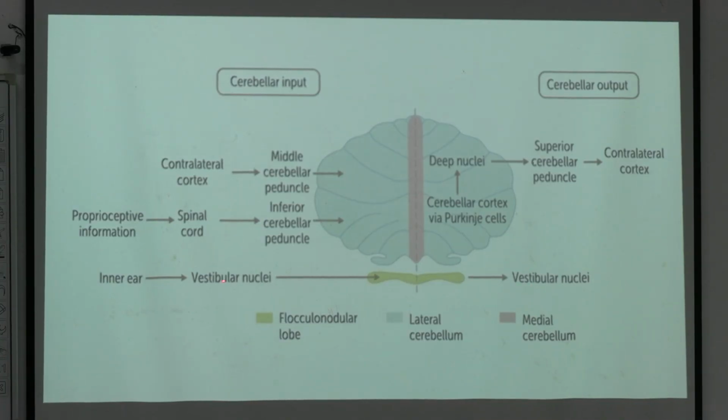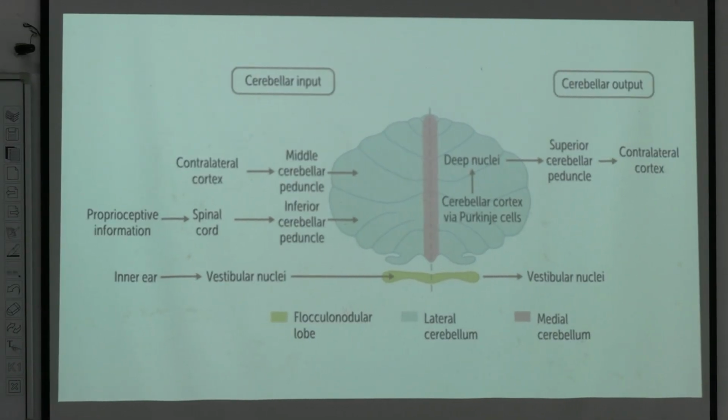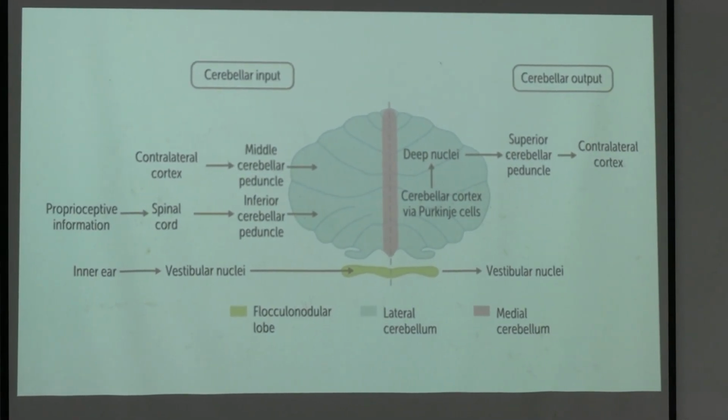Okay, so vestibular nuclei, both input and output. This is the same vestibular nuclei, right? It comes and comes back to the vestibular nuclei, because we have separated input and output in different directions. So vestibular nuclei is written twice, here and here. Okay, so this is the thing, and cerebellum has got all the deep nuclei.